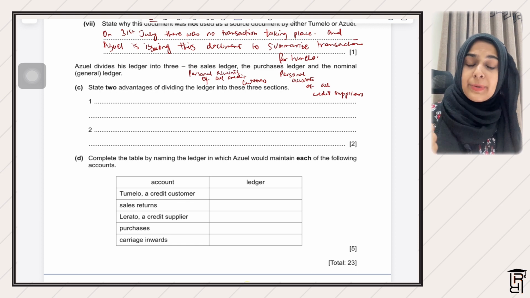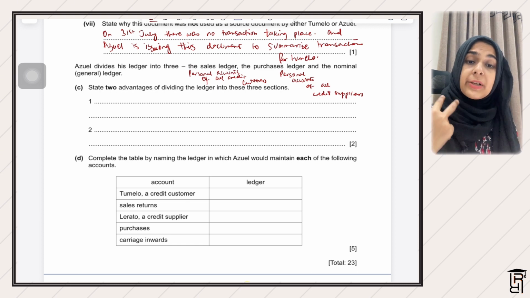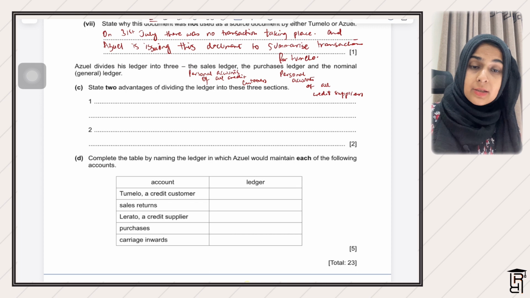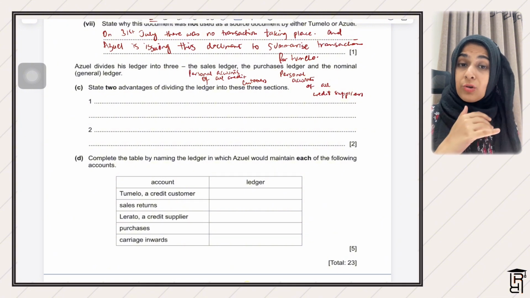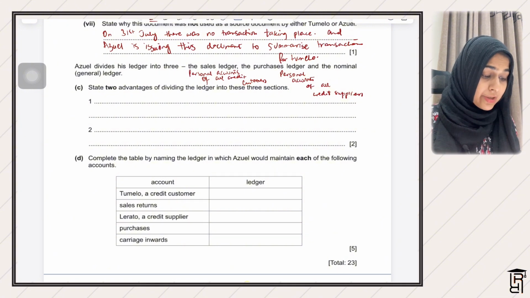So drawings account will be in the nominal ledger, sales account will be in the nominal ledger, sales returns account will be in the nominal ledger, purchases returns account will be in the nominal ledger, rent account, fixtures and fittings account, machinery account, provision for depreciation, all of these will be in the nominal ledger.